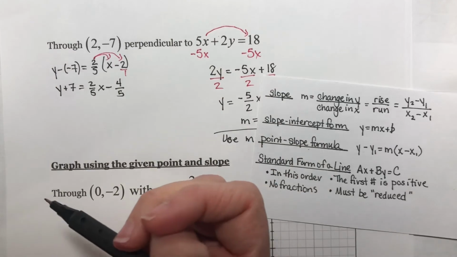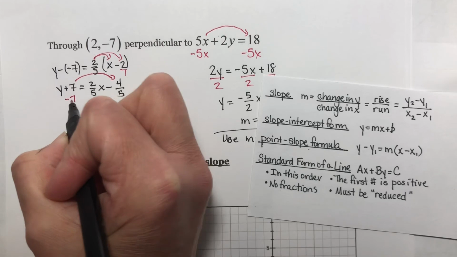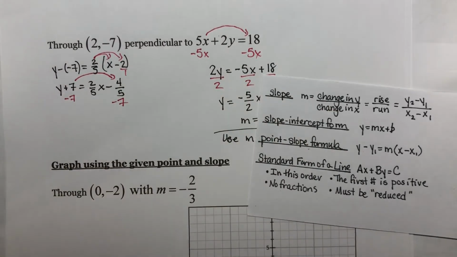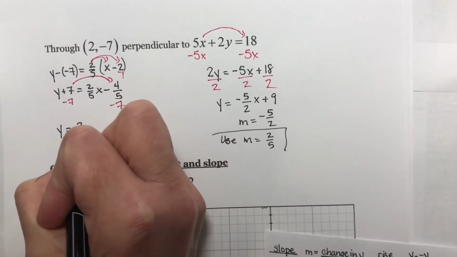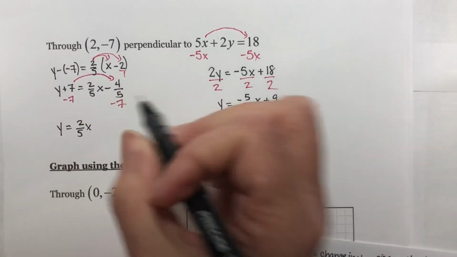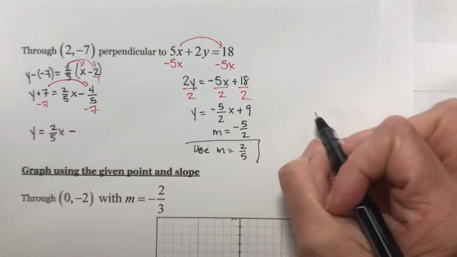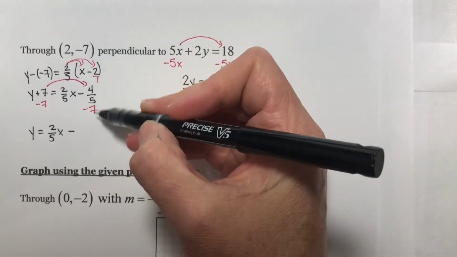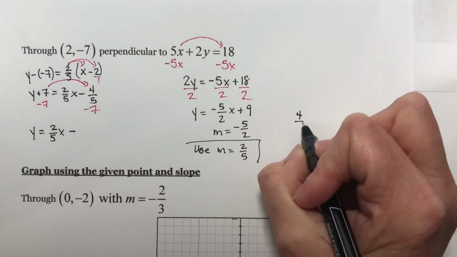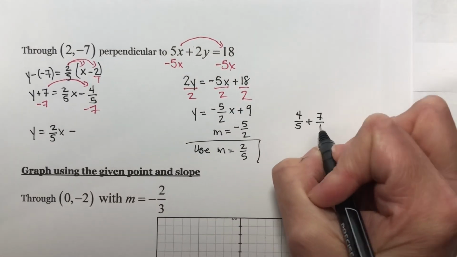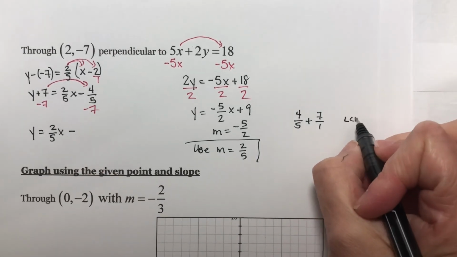Now, what we need to do is we need to get this 7 over to here. So subtract 7 from both sides. I get y is equal to 2/5 x, and then it's going to be minus because I'm subtracting two negatives. And remember when you're adding or subtracting, you add the absolute values if they have the same sign. So I need to do 4/5 plus 7/1. I already know my answer is negative, it's taken care of here. My LCD is going to be 5.